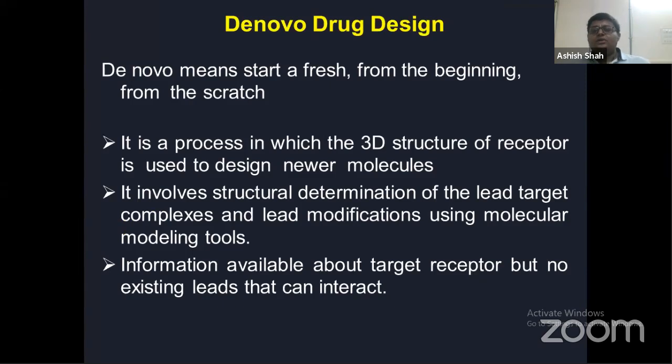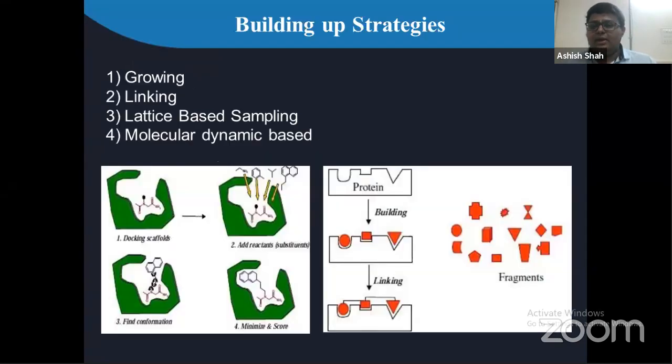Now, the second one is the de novo approach of drug design. Remember, we are looking at structure-based drug design, in which we have two different methods. One is docking, which we have already seen, and the second is de novo drug design. It is like a stepwise drug design.